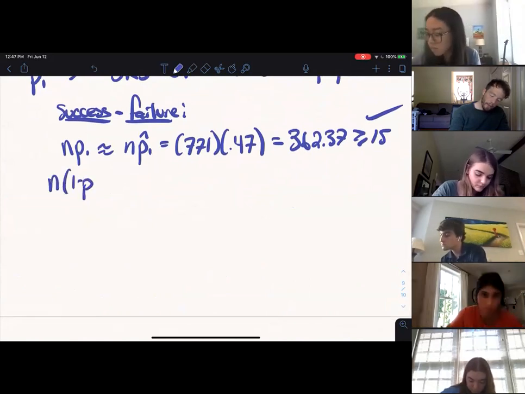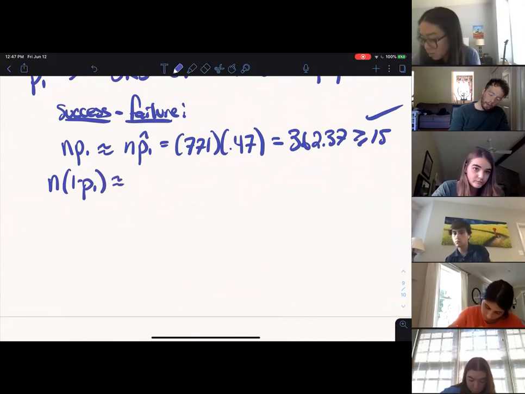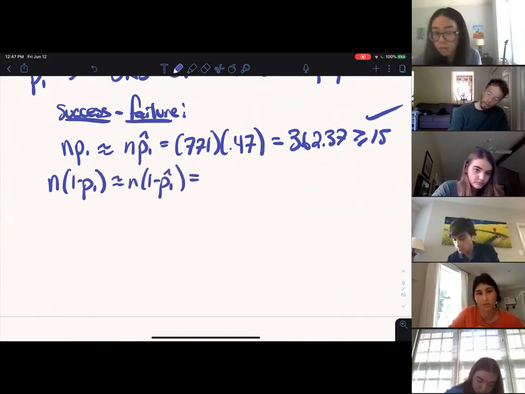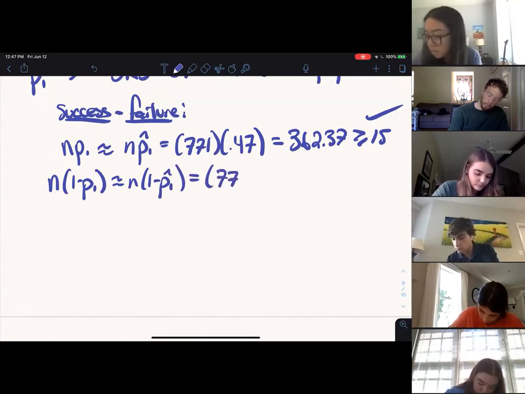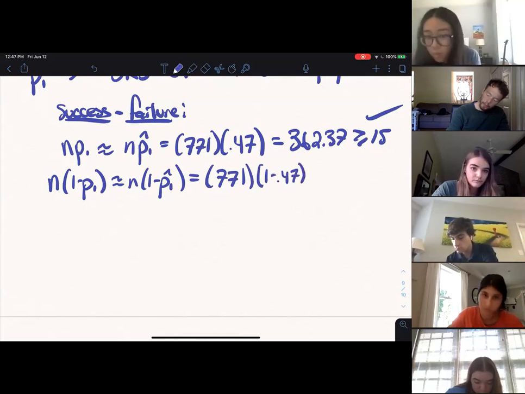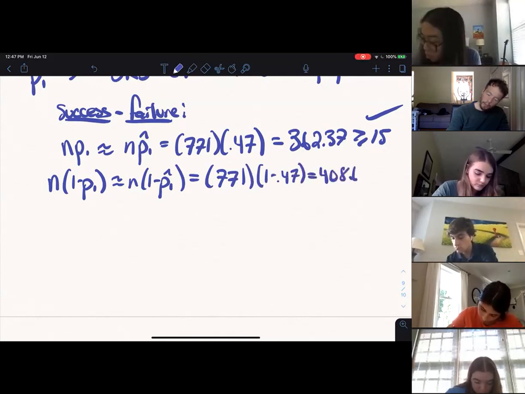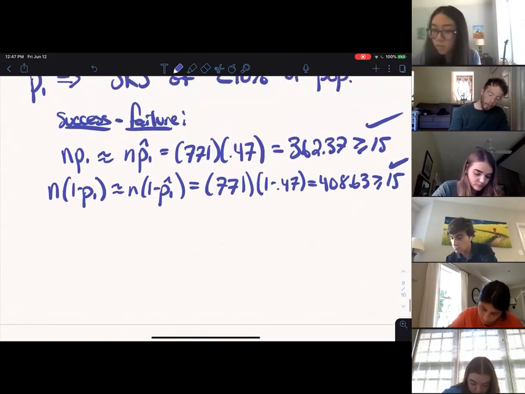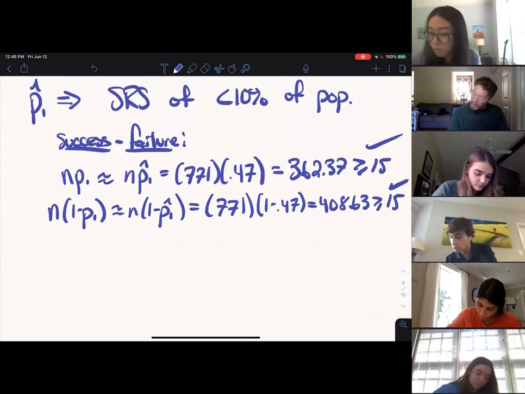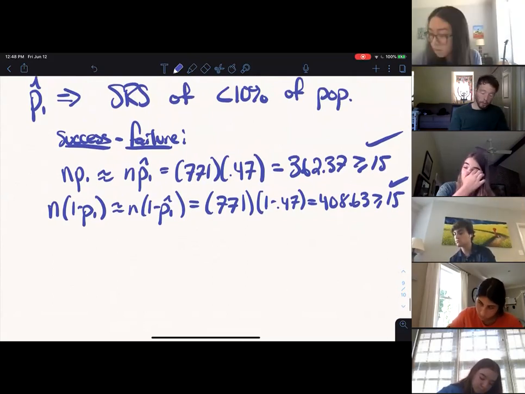Then we have n times 1 minus P1, which we approximate with n times 1 minus P1 hat, which is 777 times 1 minus 0.47, equal to 408.63, which is also greater than or equal to 15. Boom. So it looks like P1 hat is normally distributed. So that's good. Let's check it for P2 hat.